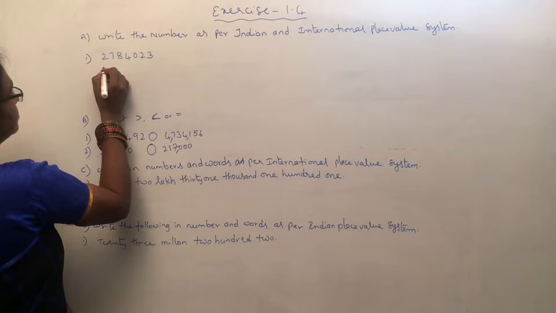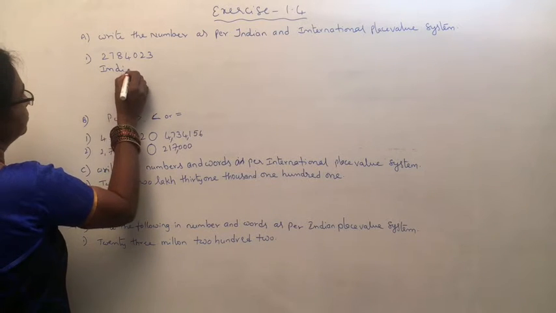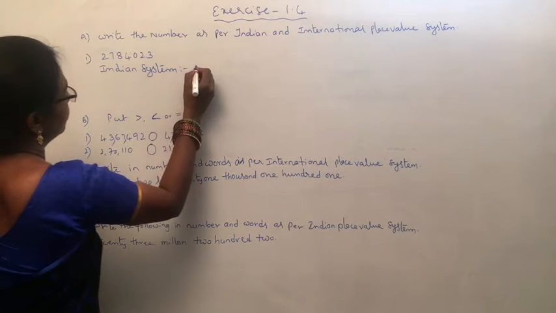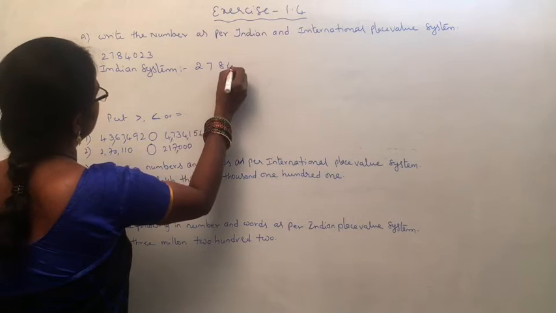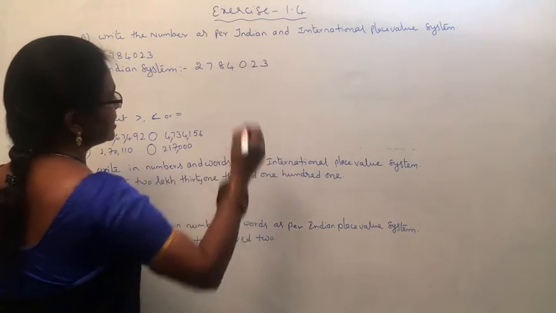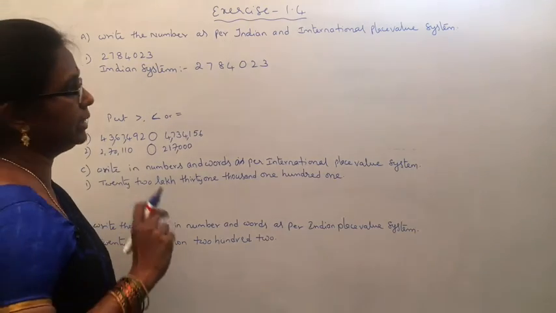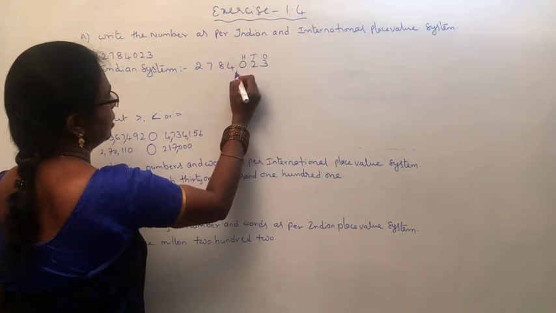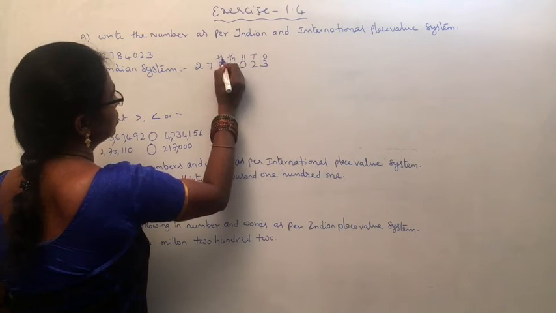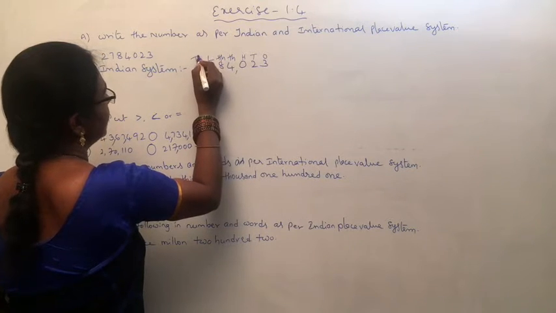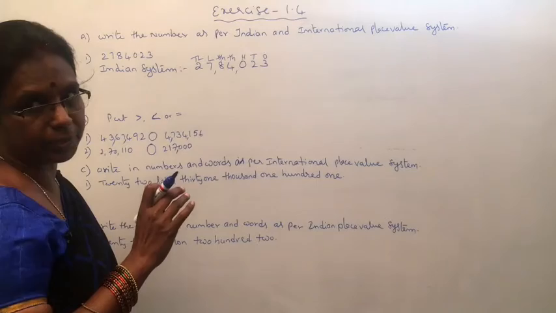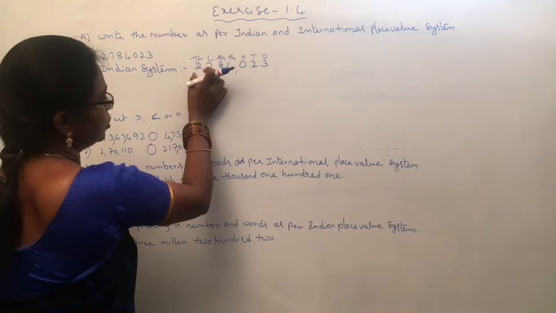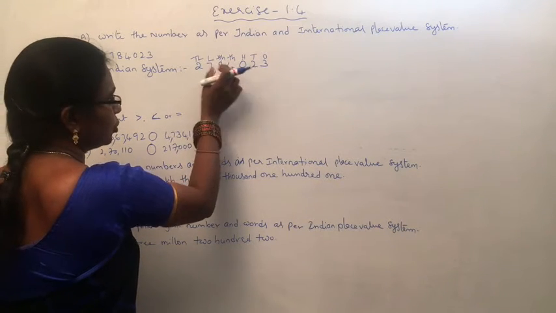First, Indian system. 2, 7, 8, 4, 0, 2, 3. First, what are the Indian place values? Ones, tens, hundreds, comma, thousand, 10,000, comma, lakhs, 10 lakhs. Now here there are three periods: lakhs period, thousands period and ones period. In the lakhs period, two digits are there, 27, 27 lakhs. Thousands, 84, 84,000, then 23.